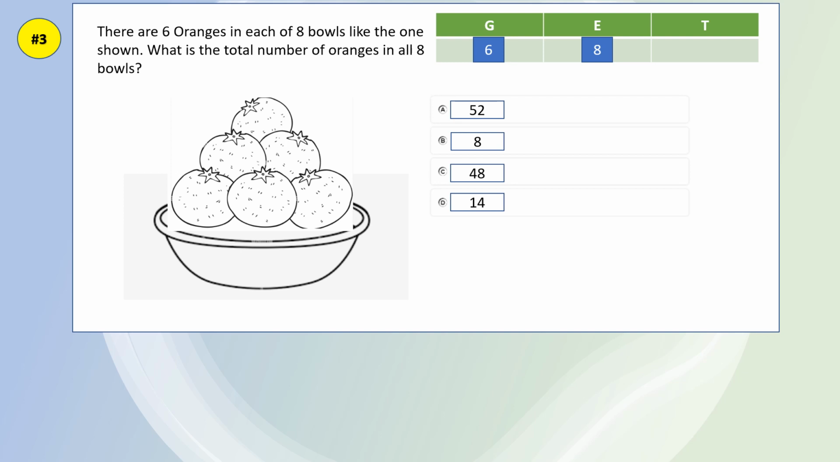Now, if I write this as an equation, then it would be 6 times 8 equals, I don't know, right? I don't know my total. That's what we're trying to figure out. Now, if you know your multiples of 6 or your multiples of 8, and you know the answer for 6 times 8, awesome. If you don't, that's okay. You can create a ratio table.